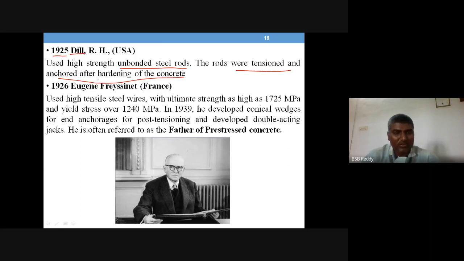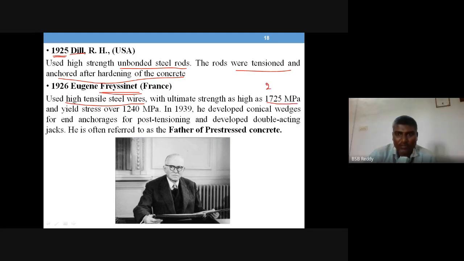So the early attempt is only pre-tensioning. Okay, now the post-tensioning concept has come in 1925. So in 1926, we have what we call the father of pre-stressed concrete, Fressinet. So remember the name Fressinet from France, who is called the father of pre-stressed concrete, has used high tensile steel wires with ultimate strength as high as 1725.